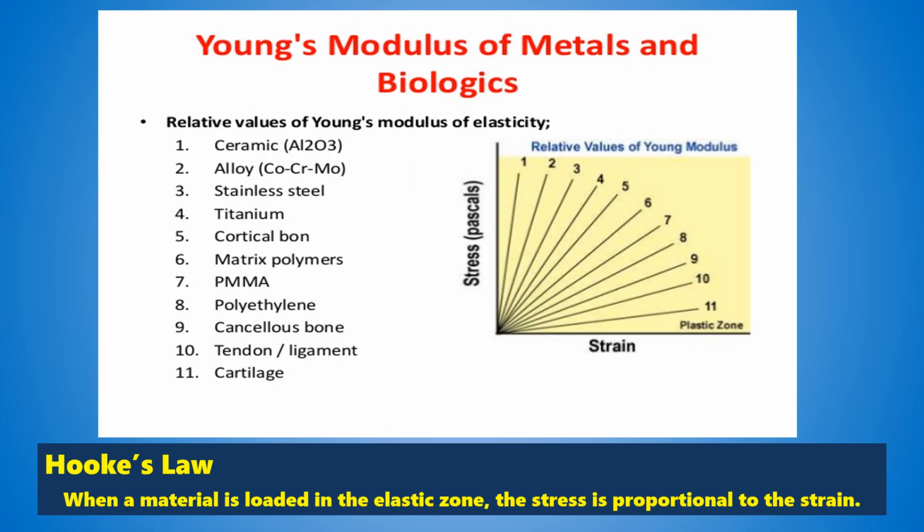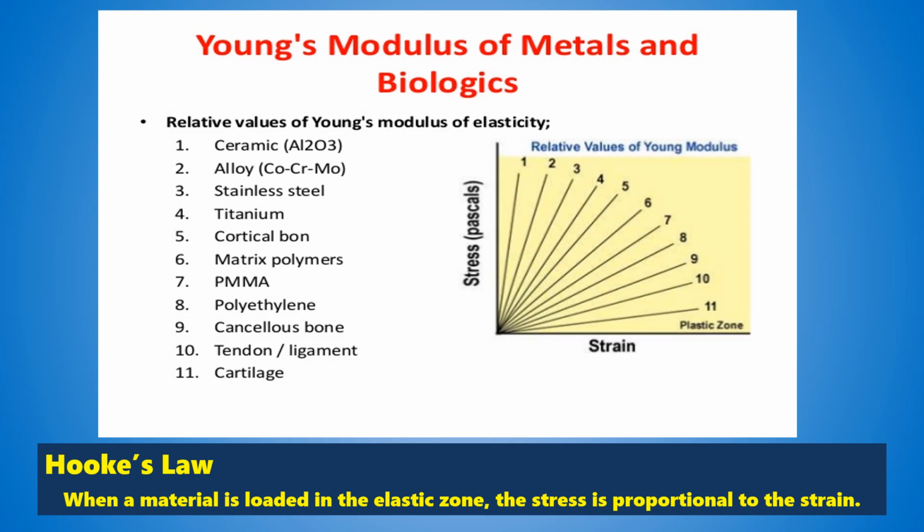Now, if you are comparing different materials in the elastic region, you are allowed to use certain terms. As you can see here, we are comparing different materials in the elastic region. We have materials from 1 to 11. Material 1 is ceramic, material 2 is alloys, 3 is stainless steel, 4 is titanium, and 5 is cortical bone.